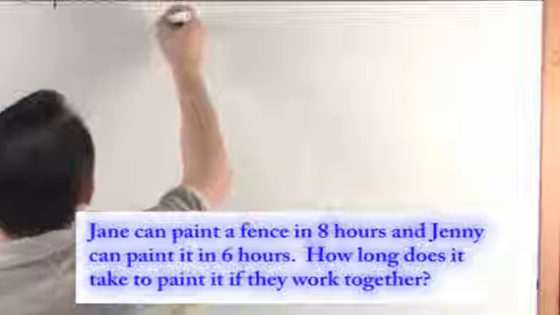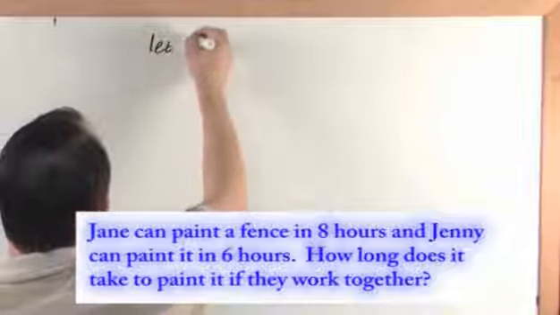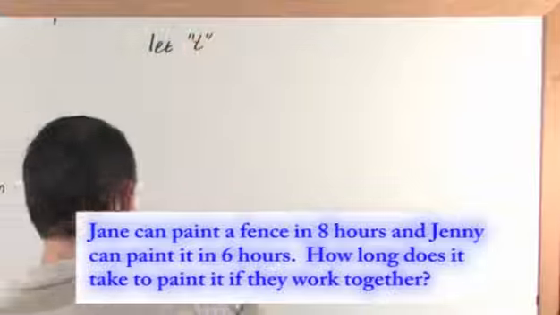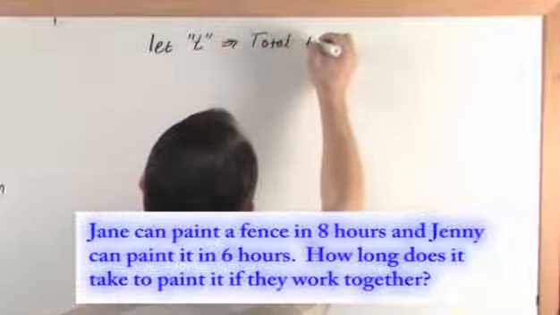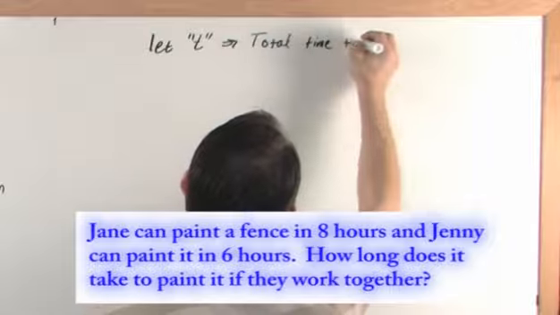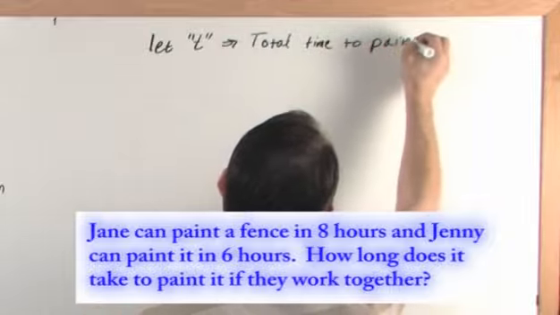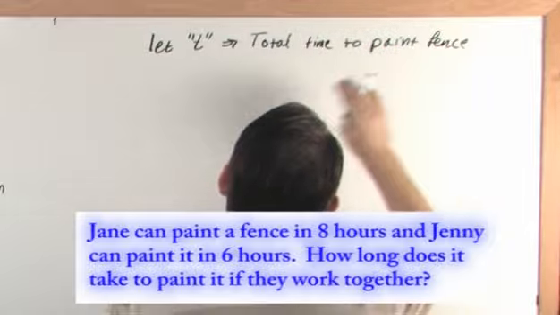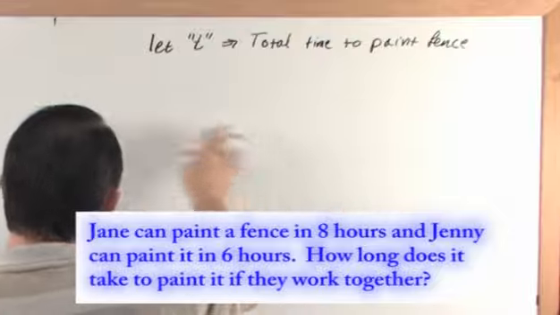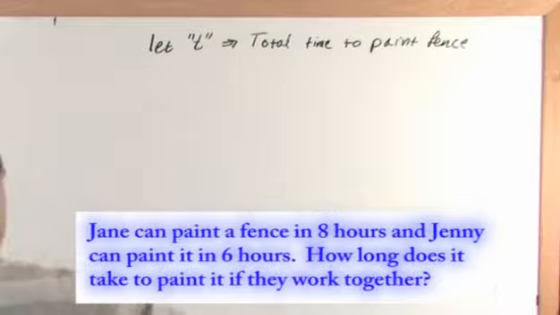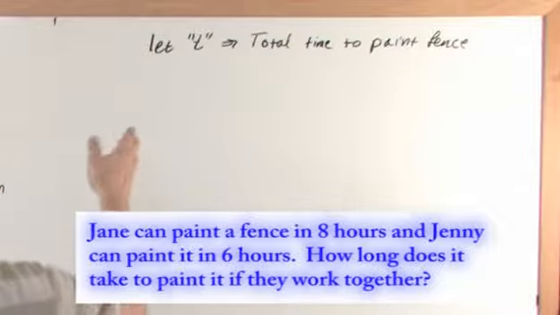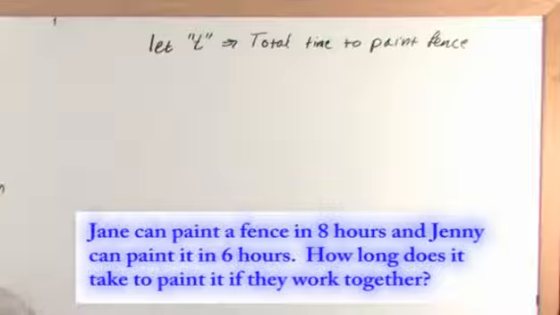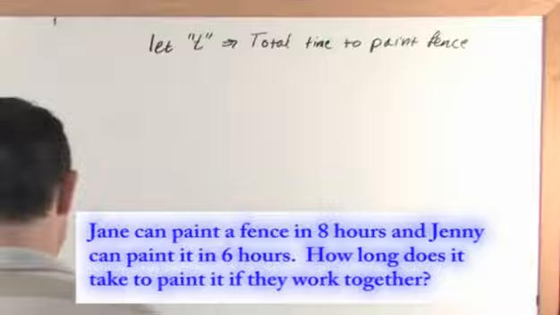We're going to let the variable t be the total time to paint the fence. t is going to be the total time when they both work together. So remember, two people, if this board is the fence, they're both painting the fence. t is going to be how long it takes them to paint the fence if they work together. Okay, so now we're going to dive into how to do this.